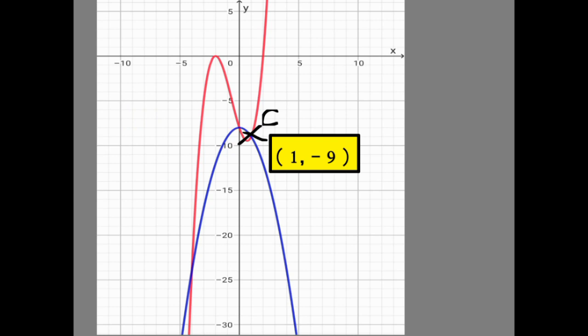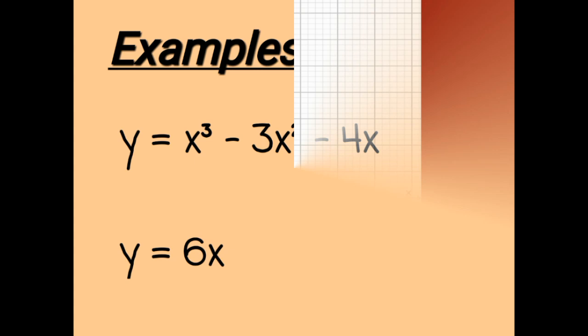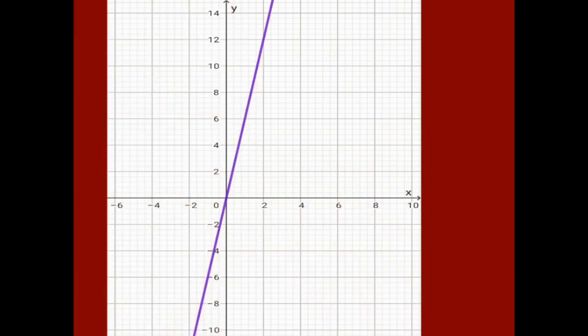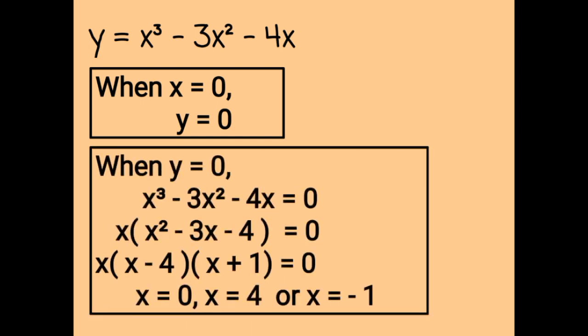Now, let's take a look at another example. On the same axis, sketch the curve y equals x to the power 3 minus 3x squared minus 4x and the line y equals 6x. So, here's the graph of y equals 6x. Now, let's sketch the curve of y equals x cubed minus 3x squared minus 4x. When x equals 0, y equals 0 and when y equals 0, x to the power 3 minus 3x squared minus 4x equals 0.